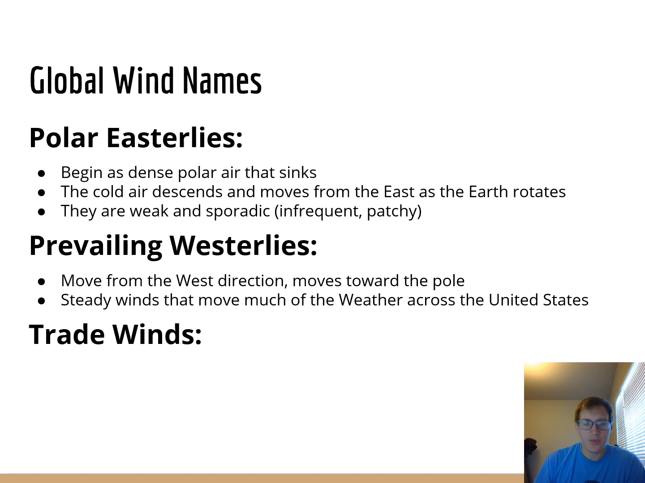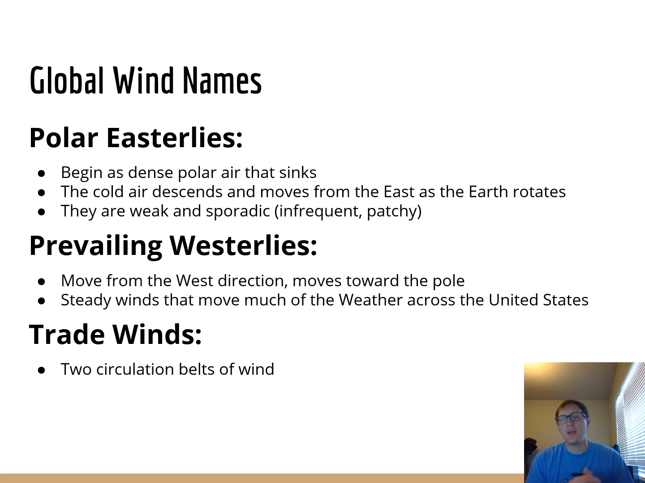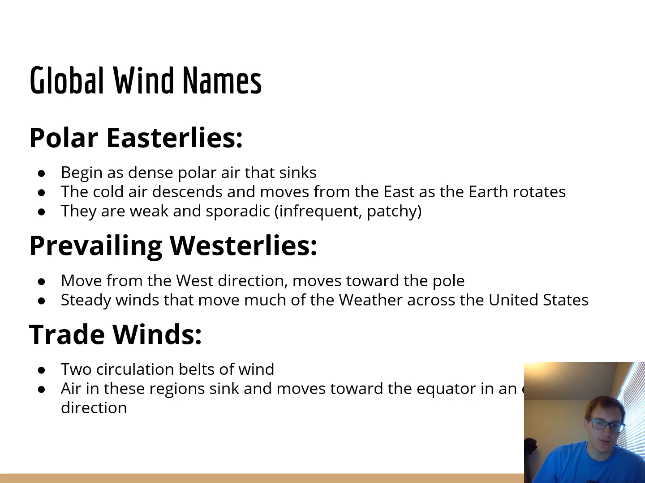All right, and then lastly, we have trade winds. These winds are going to be over the equator. They're two circulation belts of air, so basically they're going to be pushing away from the equator in both directions. If you imagine the equator is here, on top they're going to be pushing away, and on bottom they're going to be pushing away. So they're two circulation belts of wind.